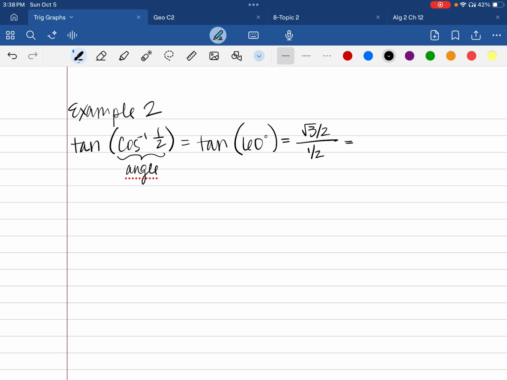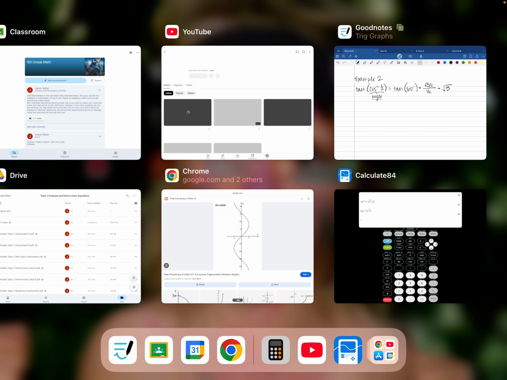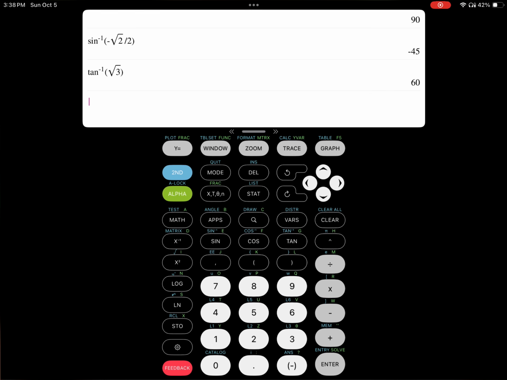Which would actually simplify down to the square root of 3. Okay, if we did this on the calculator and they give you the same button presses there, you're not going to get the exact value. It's not going to give you back square root of 3. But we can certainly go in and type it in.